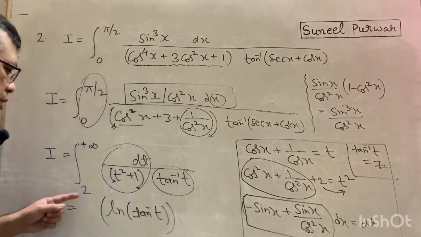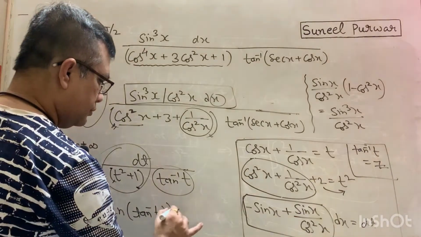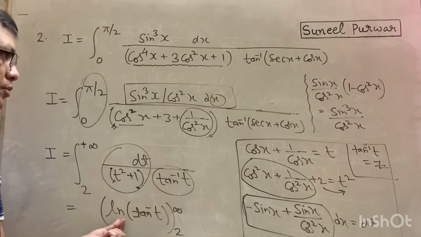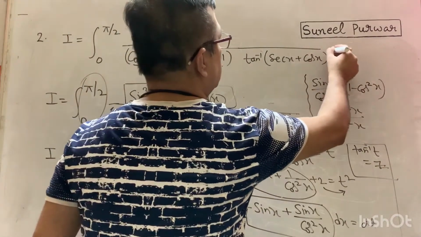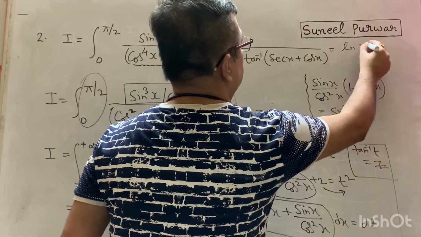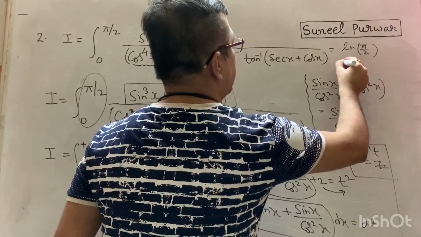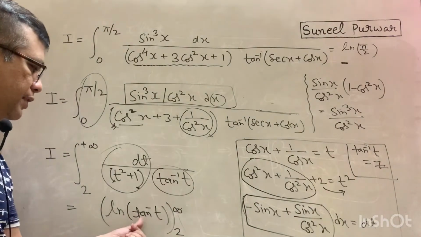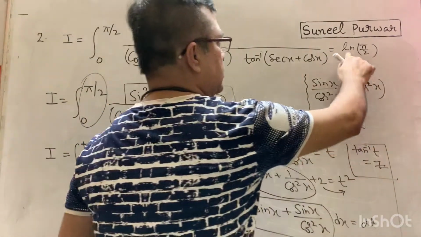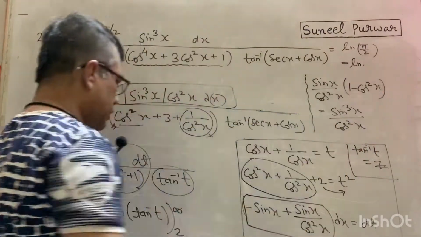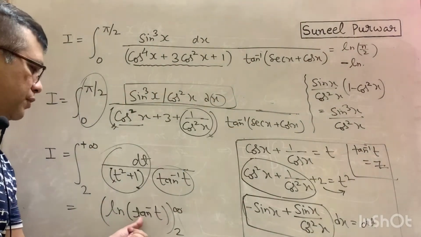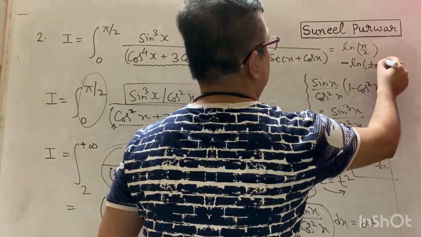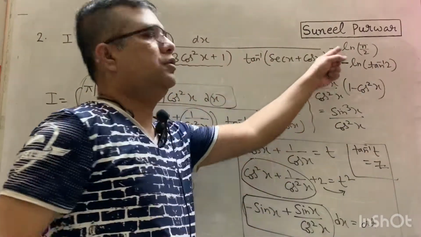Now time to apply the limits, 2 to infinite. With the upper limit you will get tan inverse of infinity, that is pi by 2. So that is nothing but ln of pi by 2. So your answer is ln of pi by 2 minus, using the lower limit, ln of tan inverse 2. So this is your answer.